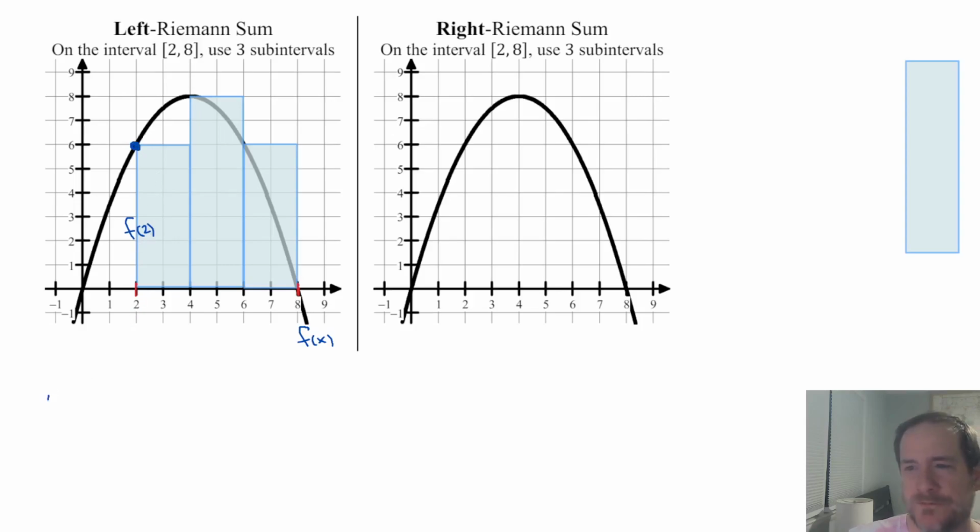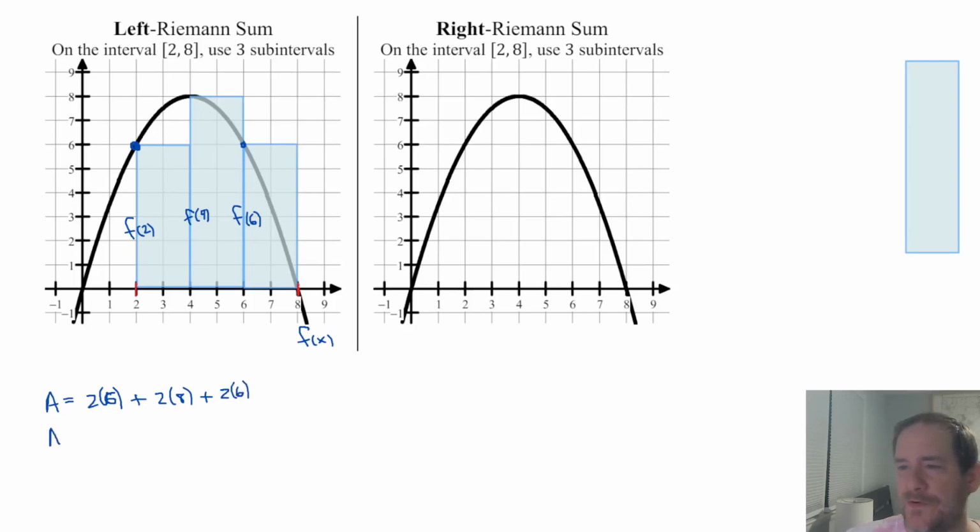So that first rectangle has an area of base 2, height 6, so an area of 12. All right, the next one has a height of f of 4. And we see the function value at 4 is 8. So this whole rectangle is 2 by 8. Then finally the last rectangle, his height is given by the value of the function at 6. And we can see that value is the same as f of 2. We're getting 6 again. So that rectangle is 2 by 6.